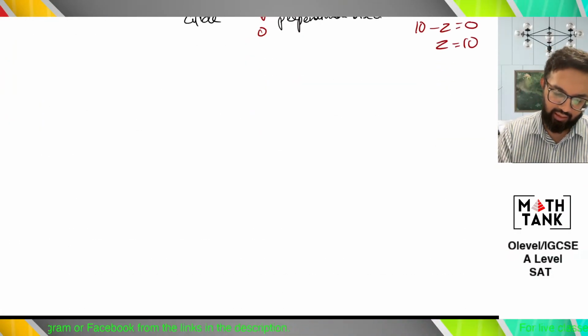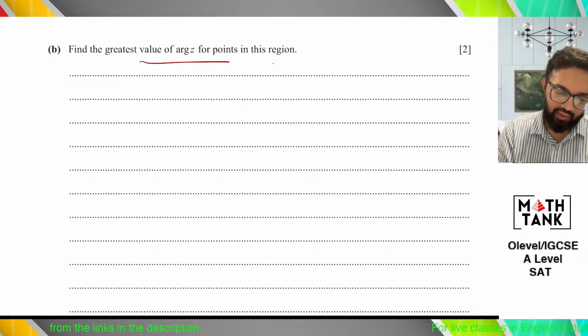So that's the Argand diagram for this. Here, find the greatest value of the argument of z in this region.